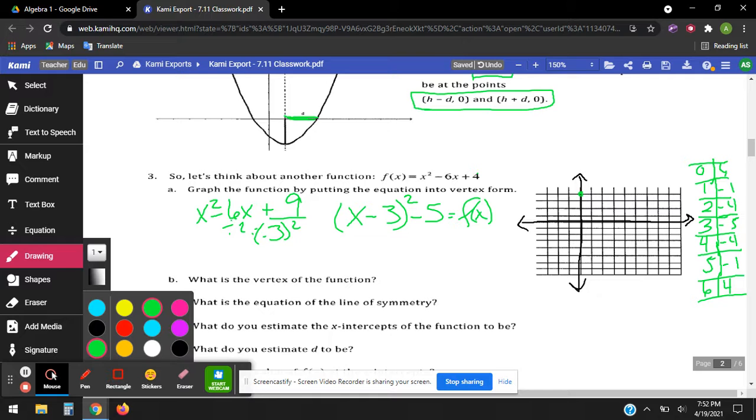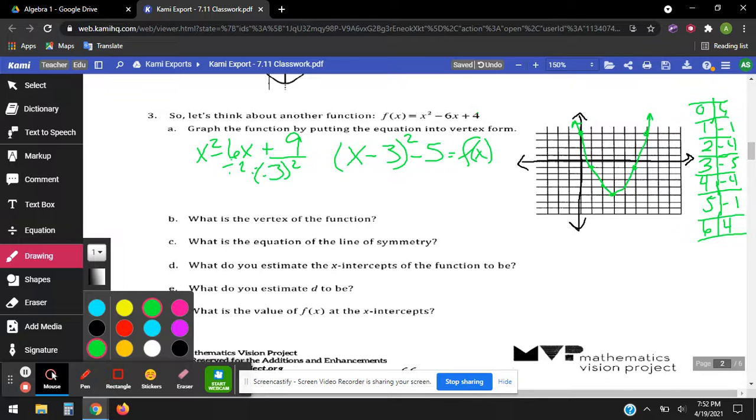And 1, negative 1. 2, negative 4. 1, 2, 3, 4. 3, negative 5. Then we can start coming back up. Okay, 1, 2, 3, 4, 5, 6. Perfect. Try to be accurate on here.